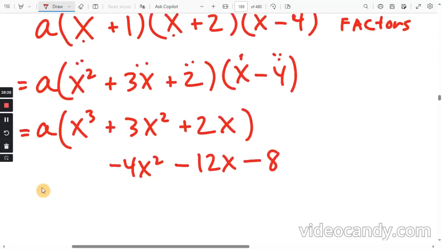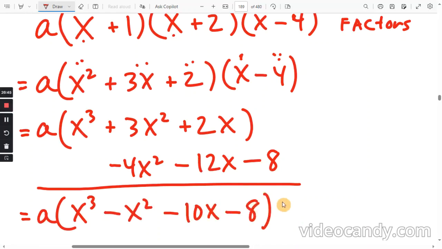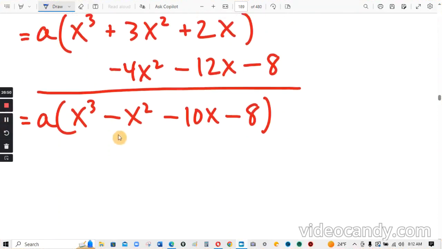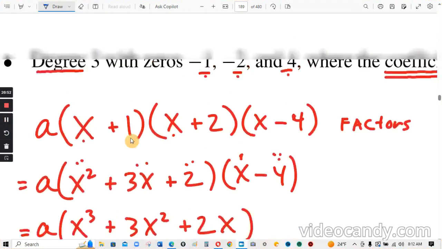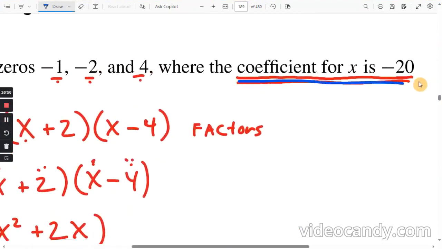All right, combining like terms. Still have the A. We still have x to the third. Plus 3 minus 4, that's negative 1, x squared. Plus 2 minus 12, that's negative 10 on the x. And we have a negative 8. Almost done here. Normally this would be it. However, there was a stipulation that said the coefficient for x is negative 20.